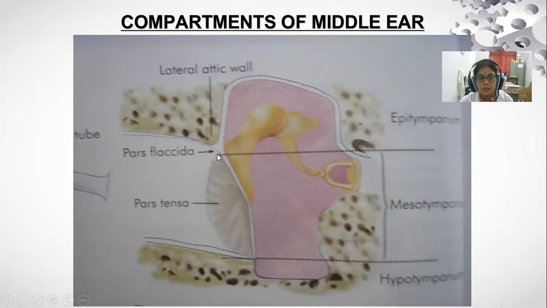So this is the tympanic membrane. This is lateral and this is medial portion. The tympanic membrane is divided into two parts, pars flaccida and pars tensa. This is your outer attic wall, which is also called scutum.